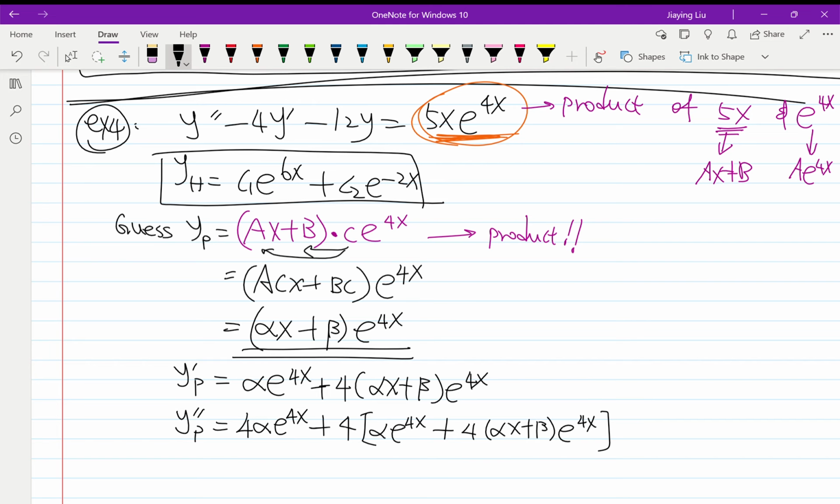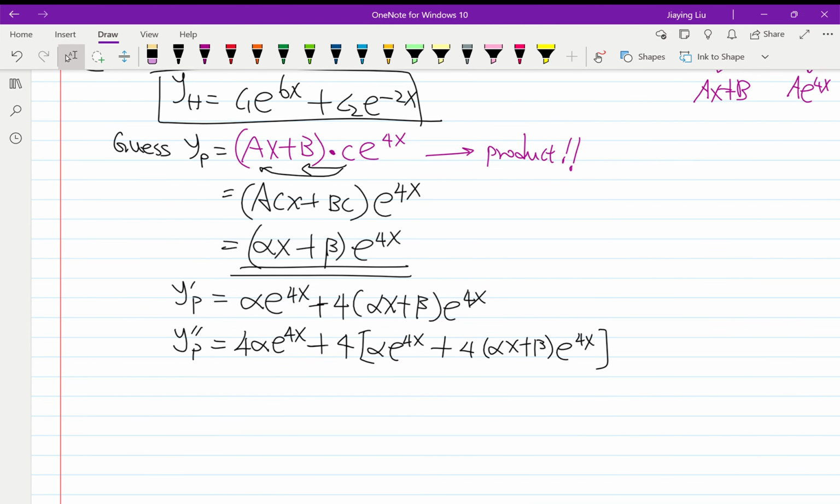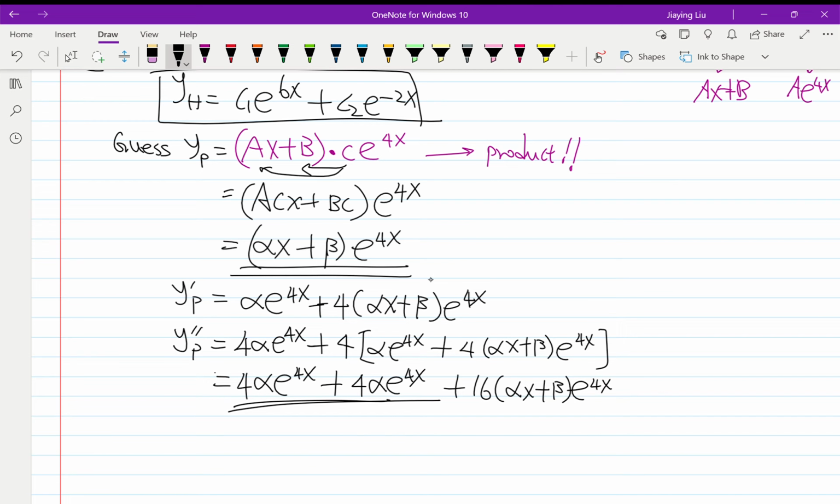From here, there's a couple of things we could do. We could fully expand every term if we put it into the differential equation, or we can just leave it, or we can simplify it kind of halfway. What I'm going to do is distribute the 4 into the bracket, but not expand the parentheses. There's no particular reason to do it, it just seems to be a little bit easier without actually doing all the expansion. So 4 alpha e to the 4x plus 4 alpha e to the 4x. So that together gives me 8 alpha e to the 4x, plus 16 alpha x plus beta e to the 4x. So I'm going to rewrite these first two terms as 8 alpha e to the 4x.